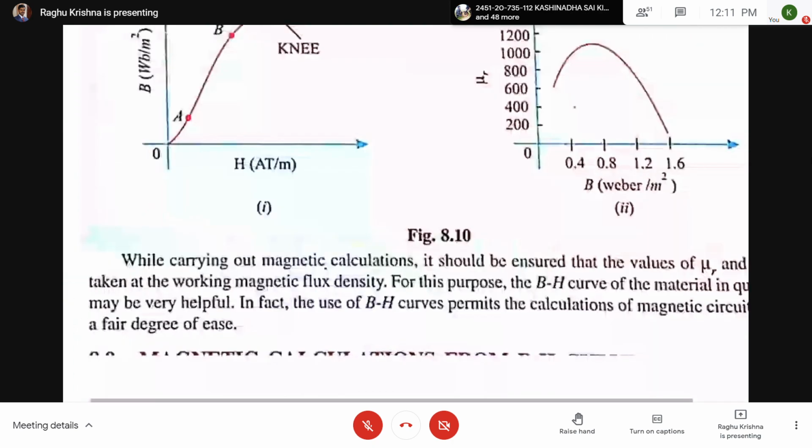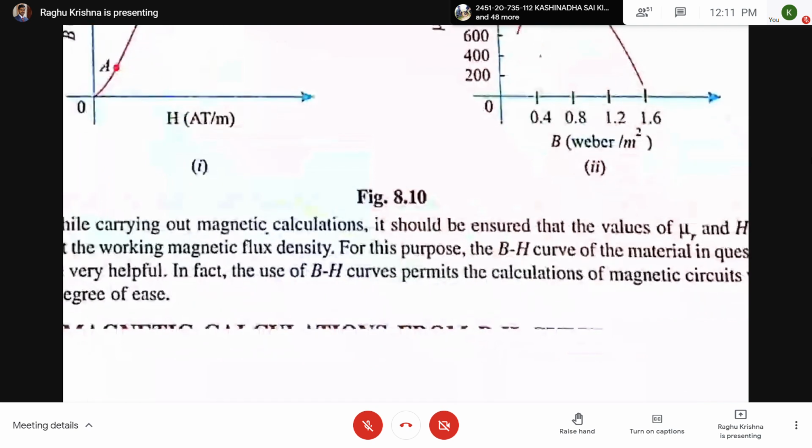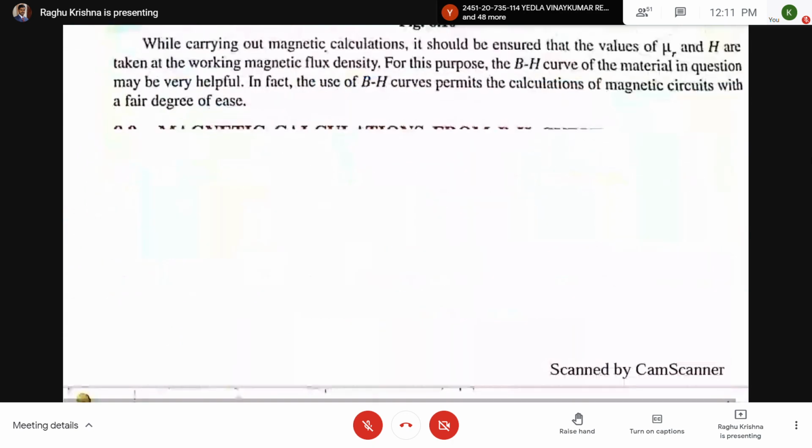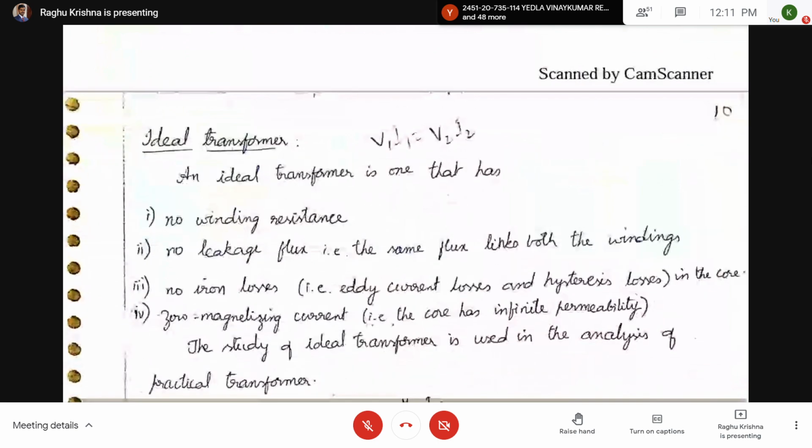So next, this is about the BH curve. They are asking it sometimes in the exam. So next, coming to the ideal transformer.